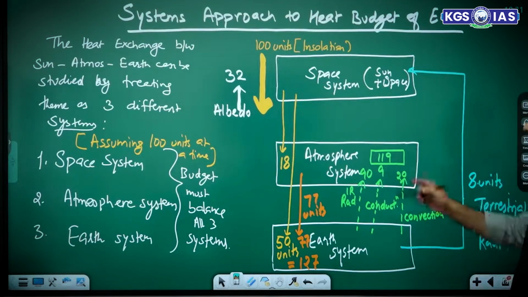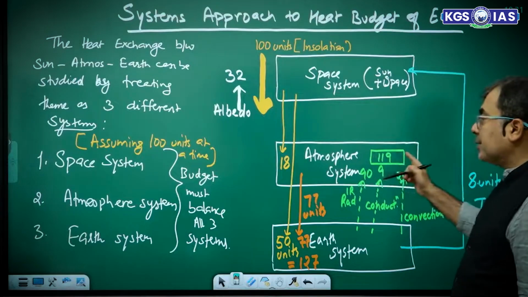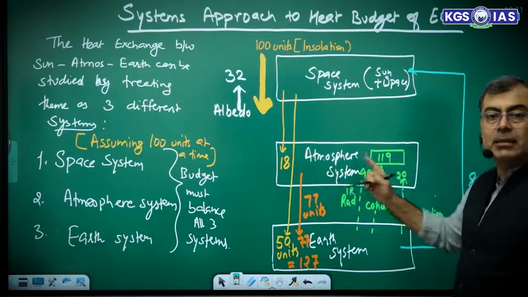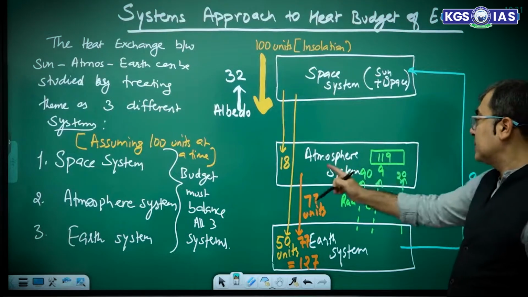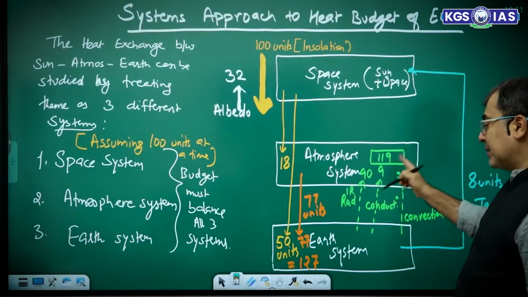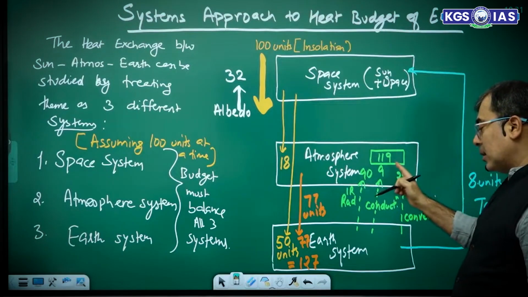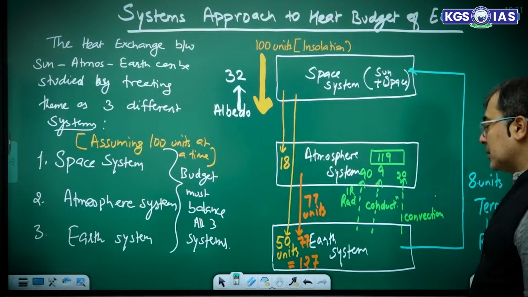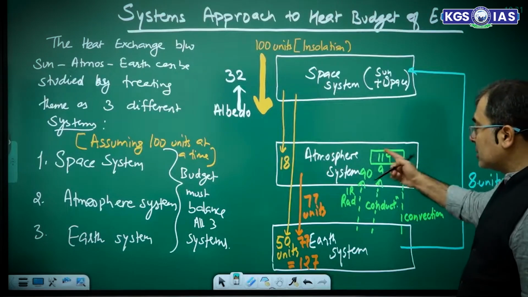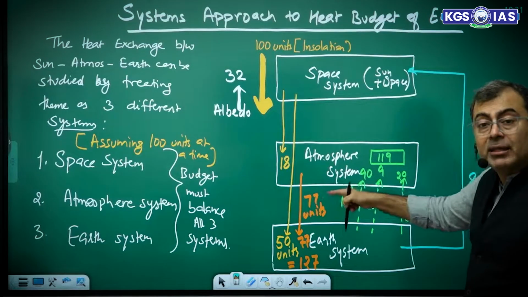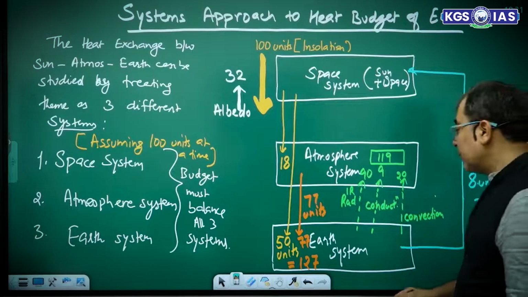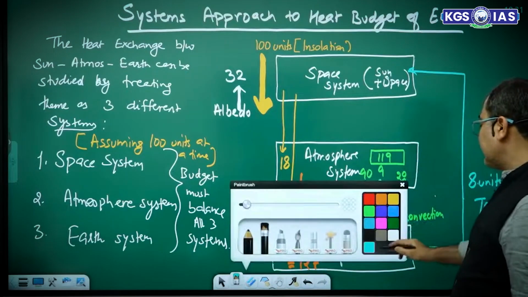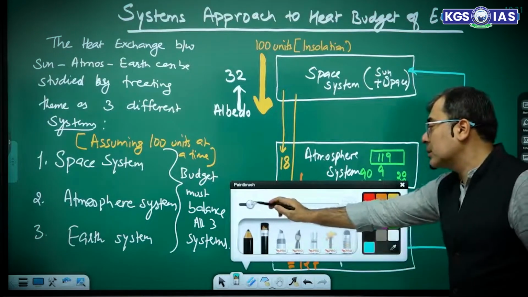Now this one has a total of 119 plus 18. 119 plus 18 means 137. Now from that 137, 77 are already gone. So how much is left? 60 is left. We are going to go for 60 in this.